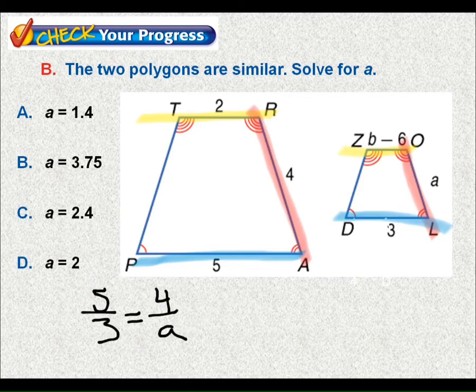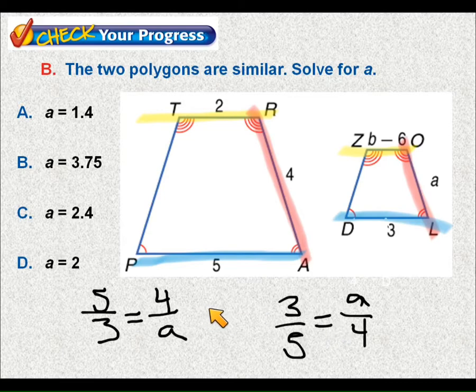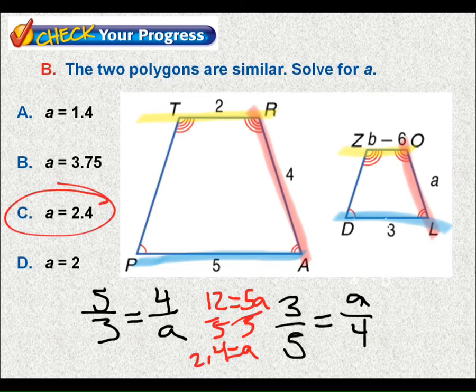Okay. If I would have done it the other way, I could do it the same way. 3 to 5 is the same as A to 4, right? This side compared to this side should be the same as this one compared to this one. Both of these things are going to give me the same cross product, right? If I cross multiply here, I'm going to get the same thing. I'm going to get 12 is equal to 5A. No matter which way I did it, 12 is equal to 5A. Divide both sides by 5. So I get A is 2.4.